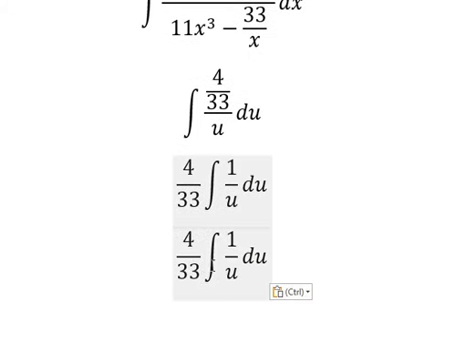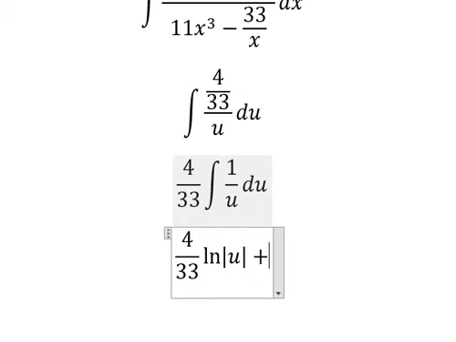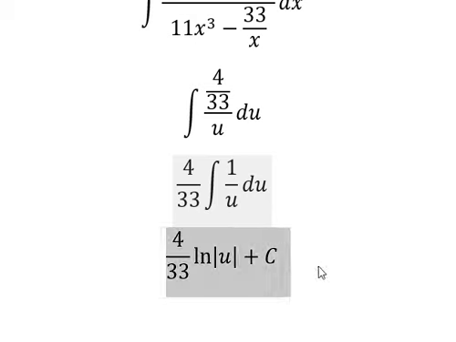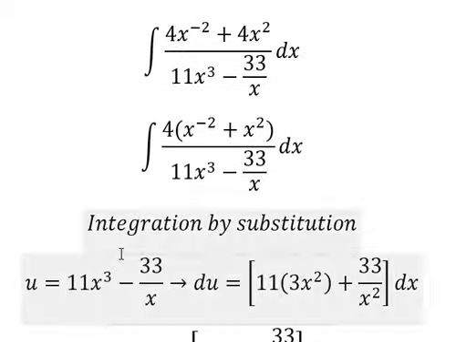The integration of this one, we have ln of the absolute value of u, and I will put c. And u is this one.